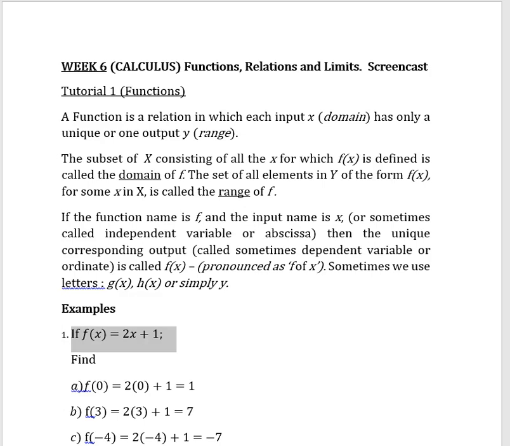Today we shall be looking at the second section of this module, which is on calculus. We shall be looking at functions, relations, and limits.